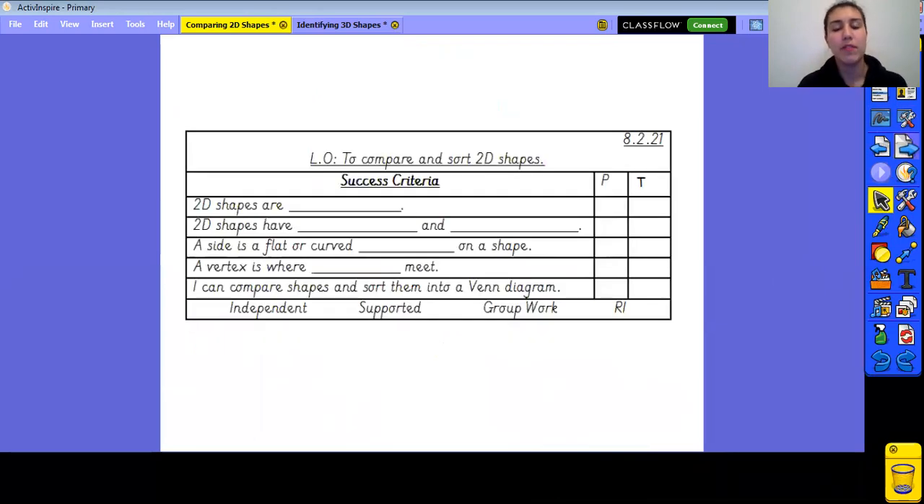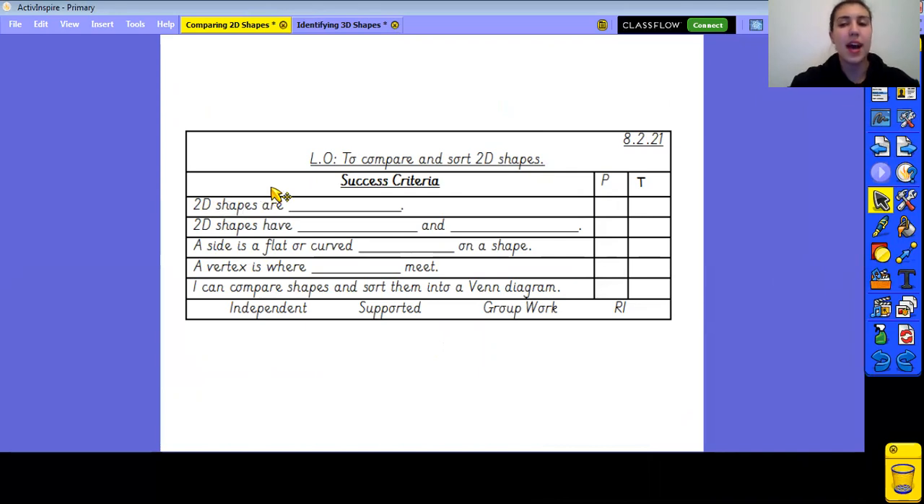So let's recap some of the learning that we did last week on 2D shapes. Can you pause the video and fill the gaps in these sentences on our success criteria? Well done if you've had a go at that. Let's go through our STEM sentences then.